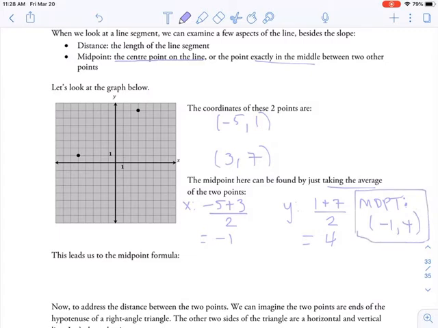So you can see what I mean about my stylus. It's not awesome, but if you can't read anything, just message me on Teams and we can talk about it.